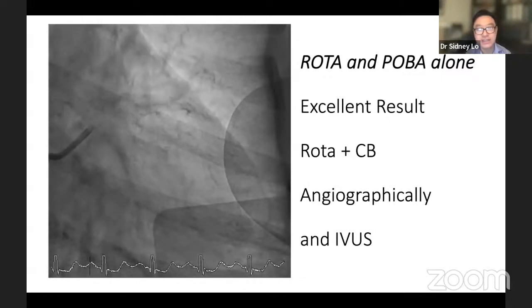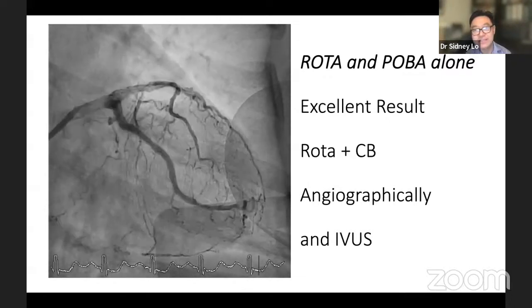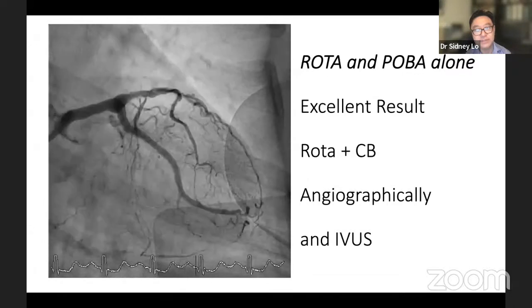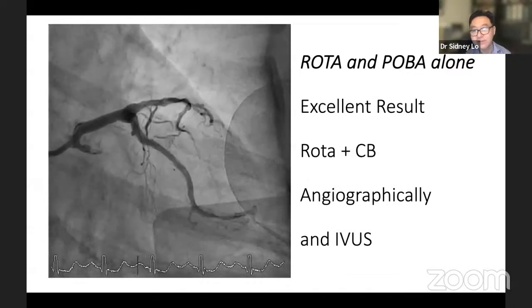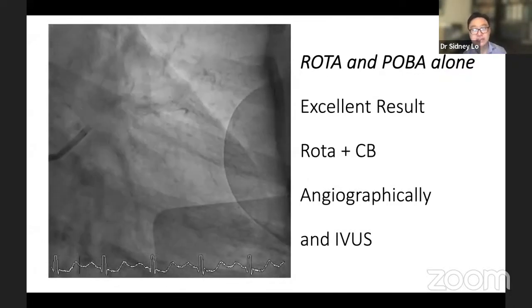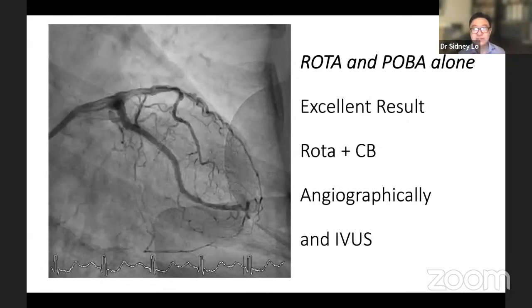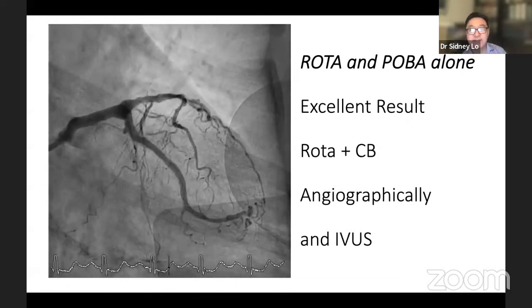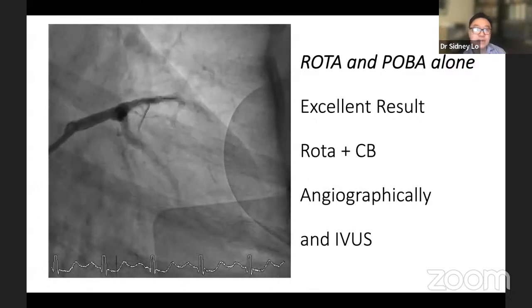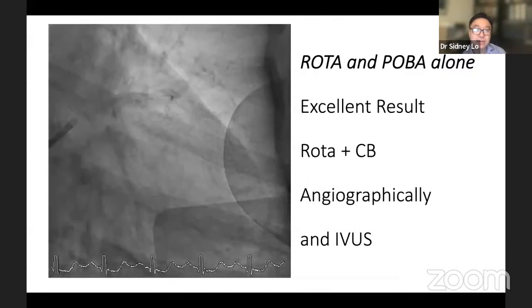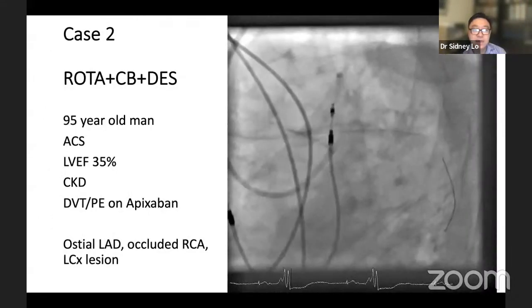Actually, after IVUS, we accepted the result. I think the minimal luminal area was around 4.5, 5. So angiographically, she was fine. On follow-up for many years, she was fine without any restenosis of this area. So this is a simple rotor and cutting balloon result. A very quick second case.